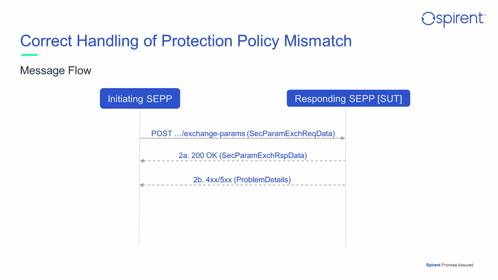The SEPP SUT responds with a 200 OK if the received policies match. If there is a mismatch, the SEPP SUT will instead respond with a 4XX or 5XX status code.